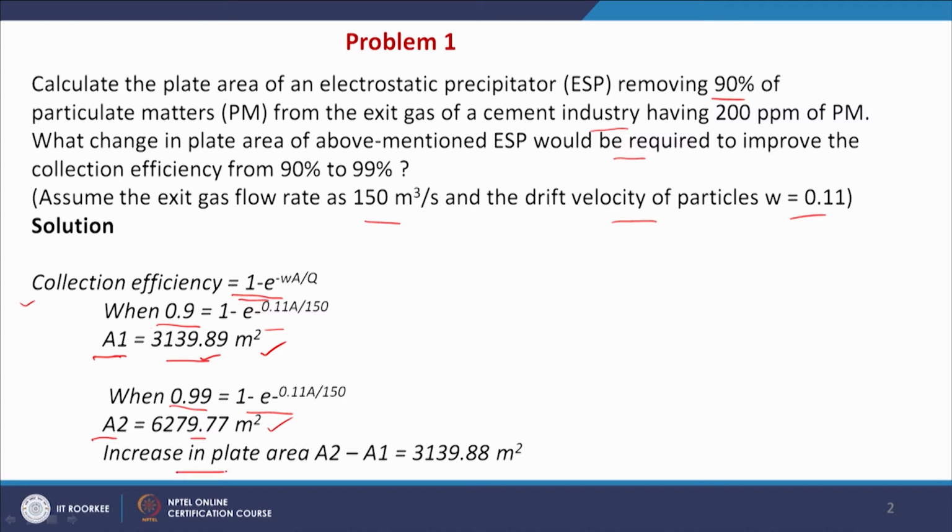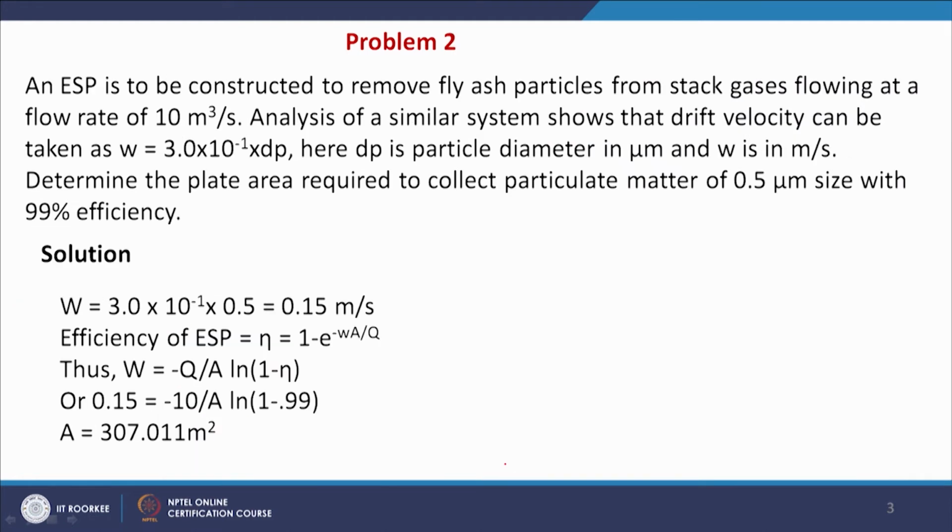So, the increase in plate area is A 2 minus A 1, that is equal to 6279.77 meter square minus 3139.89 meter square, that is equal to 3139.88 meter square. So, the problem is solved. Next we will see problem number 2.